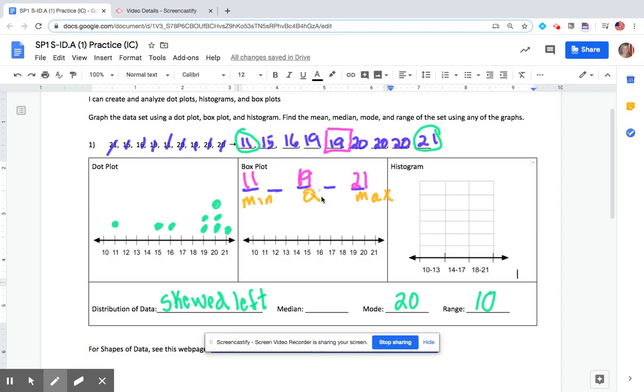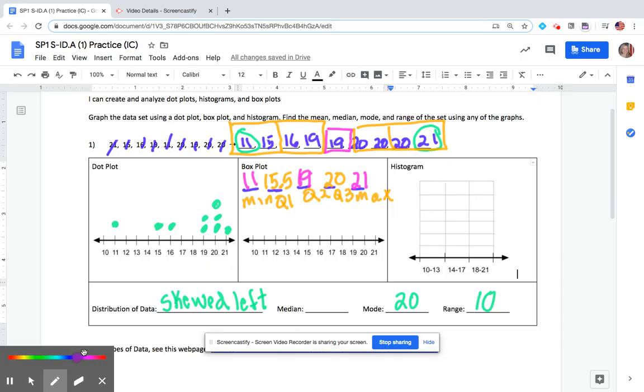So for my 5-number summary, I have a minimum, I have a maximum, I have my median, which I'm going to call Q2. Now Q1 is the median of the lower half of the data. Here's my lower half of the data. What number is right in the middle is this 15 and a half. And that's what I call Q1, which is the first quartile. The median of the upper half of the data, which is Q3, is 20, because 20 is right in between 20 and 20.